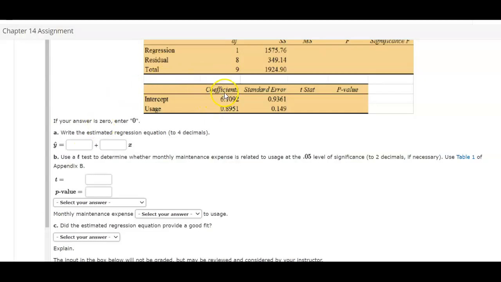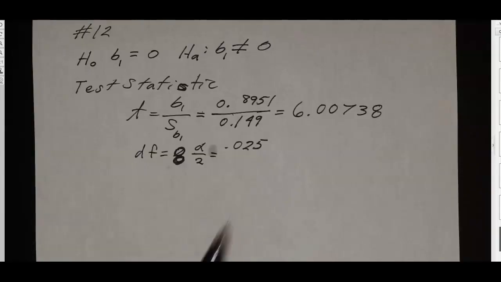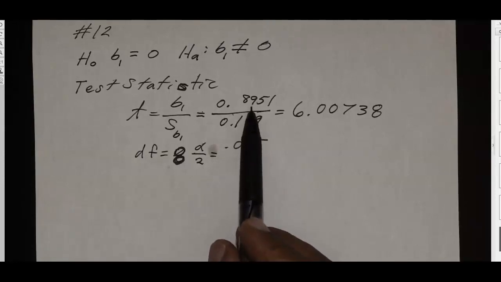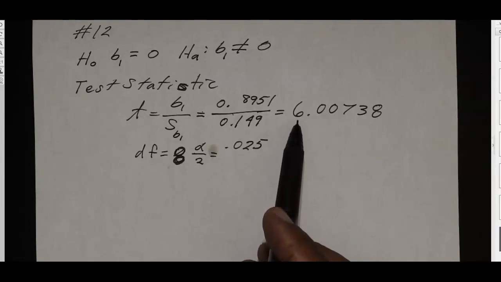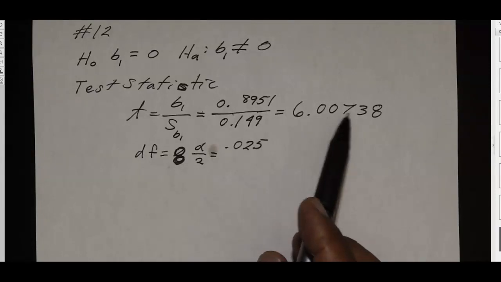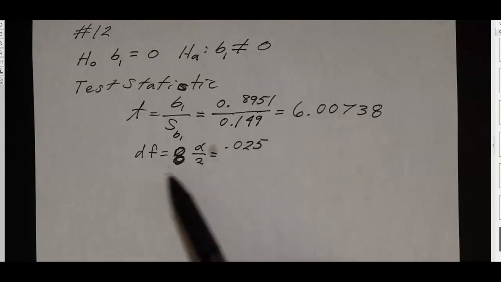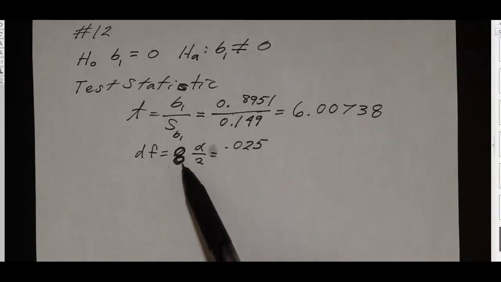So looking at the output, b sub 1 would be the 0.8951. The standard error of b sub 1 is the 0.149. That would be our test statistic. So calculating that ratio gives us a test statistic, a t of 6.00738. And this is for 8 degrees of freedom.